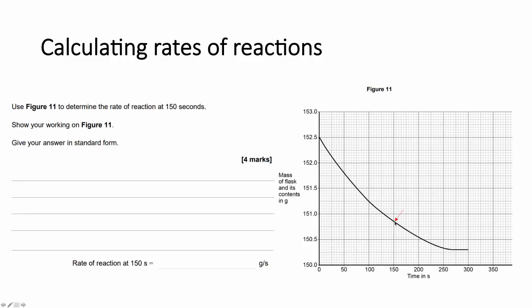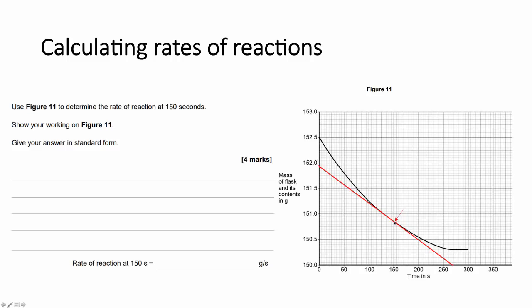So we need to calculate the gradient at this point, because the gradient is the difference in the y-axis divided by the difference in the x-axis, which is the difference in mass divided by the difference in time, and of course the difference in mass divided by the difference of time is the rate. So we need to work out the gradient at this point, and the way we do that is drawing a tangent to that line. Now we want to draw this line as long as possible so we get a more accurate value of the gradient. And what we want to do is, when we draw a tangent, we want the line to approximate the gradient at that point.